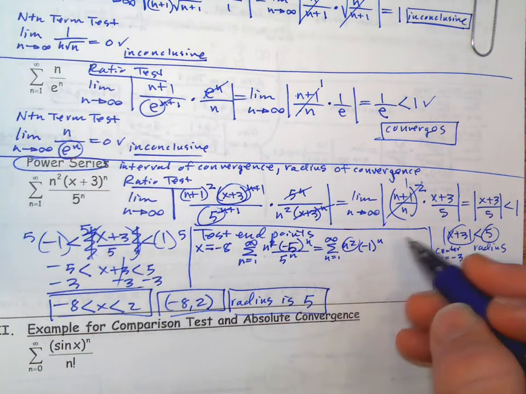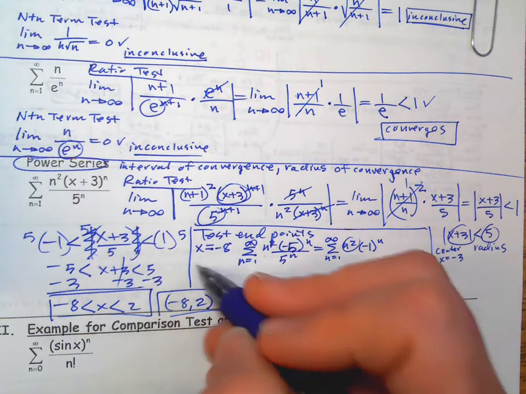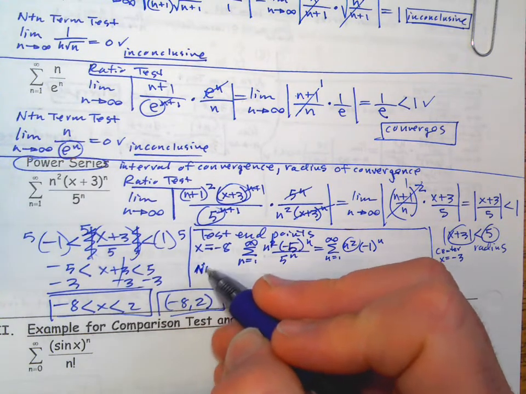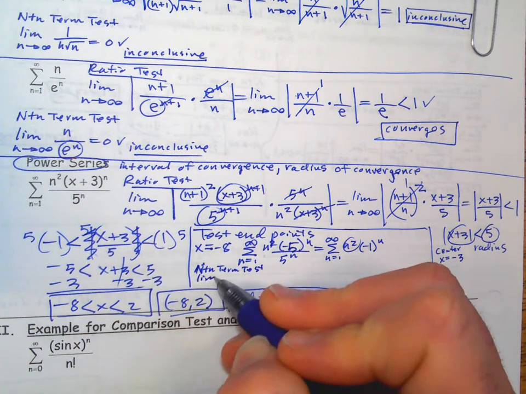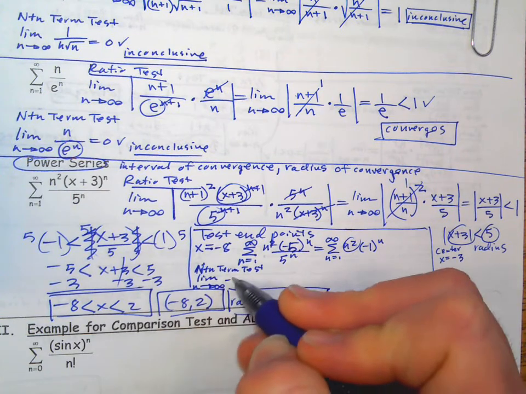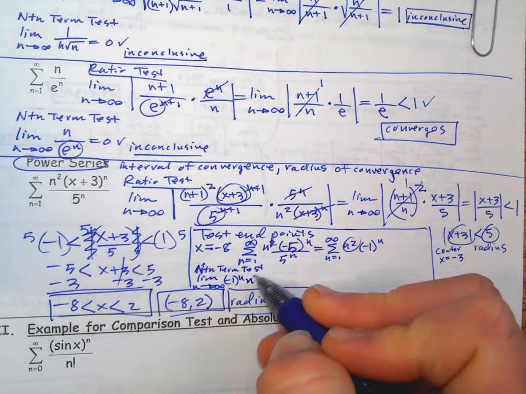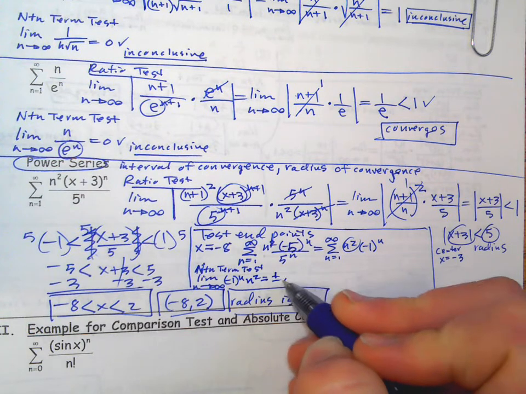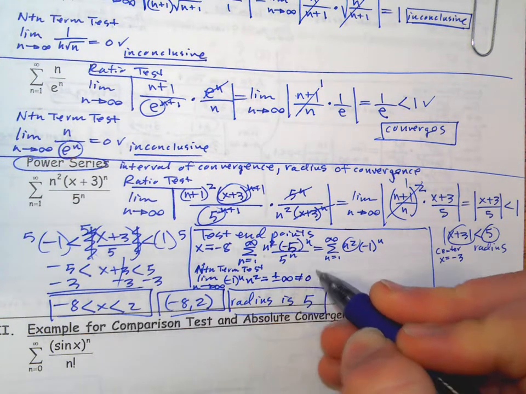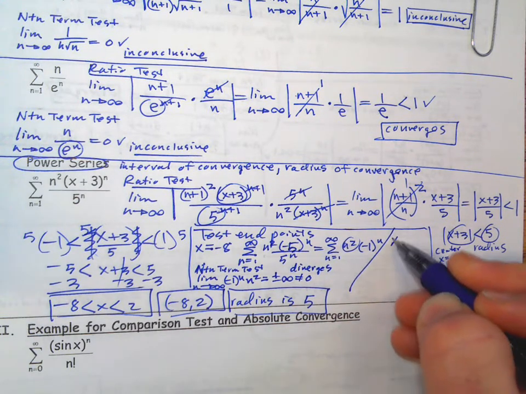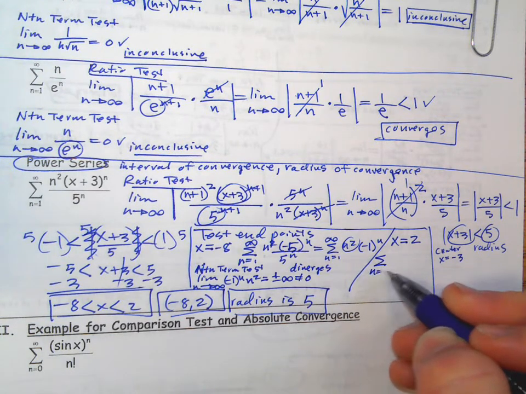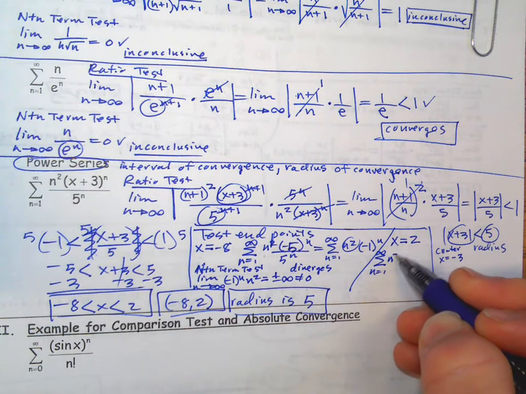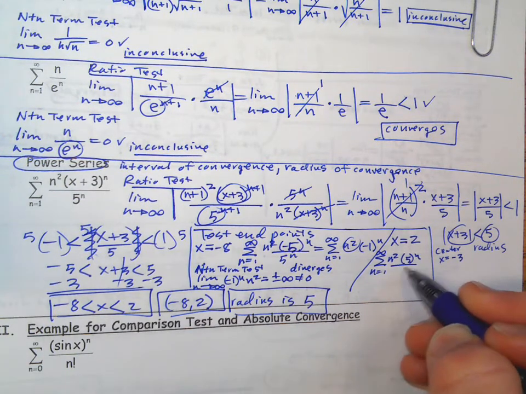Problem is the terms get bigger and bigger and bigger. So if you were to do the nth term test, limit as n goes to infinity of negative 1 to the n times n squared, you're going to get positive negative infinity, which isn't equal to 0, so it diverges. So that endpoint diverges. So then you have to do x equals 2. And you get n squared, 5 to the n over 5 to the n.